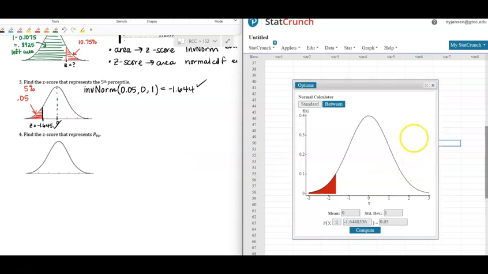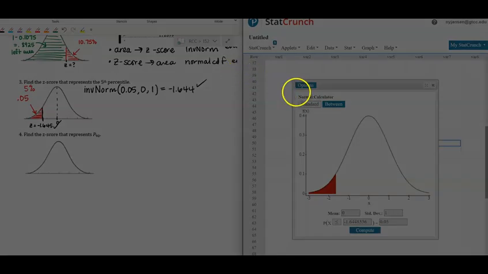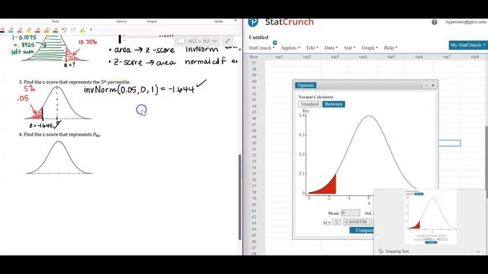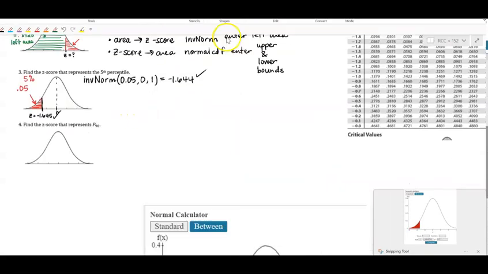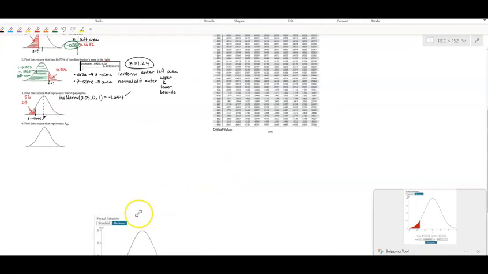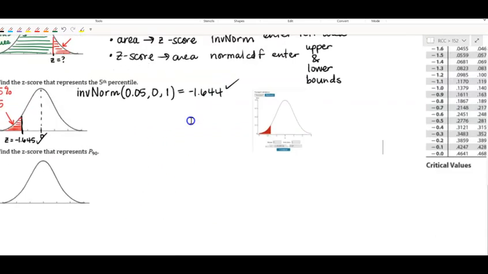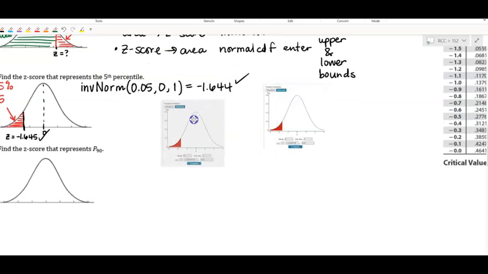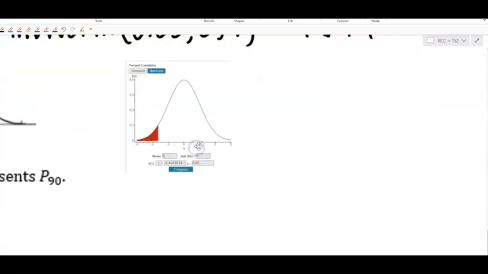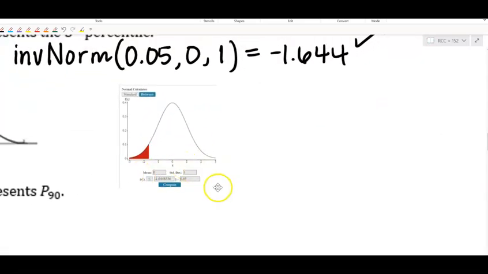So I'm just going to pull a little screenshot of this over, because sometimes you might be doing work on a project or a lab or something. If this is the method that you use to find your z-score, then you just turn in the screenshot to support your work. When I see this screenshot, I can see that you had to enter in this left area. You put that in, and then StatCrunch gave you that answer of negative 1.644.